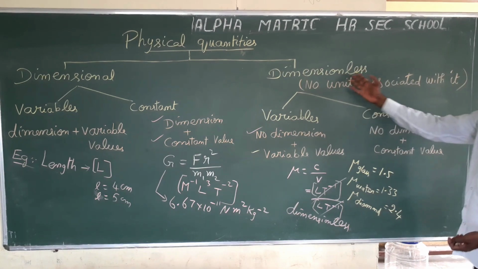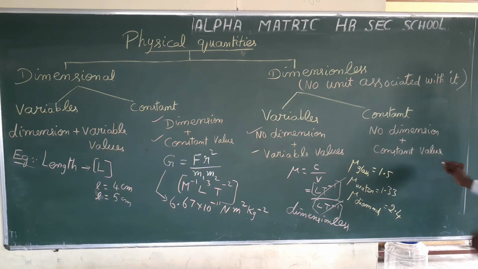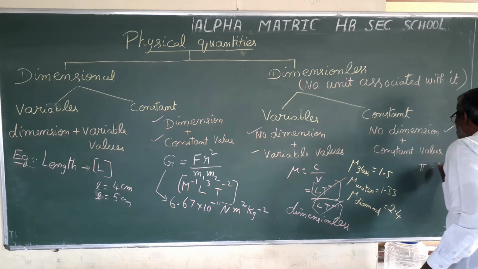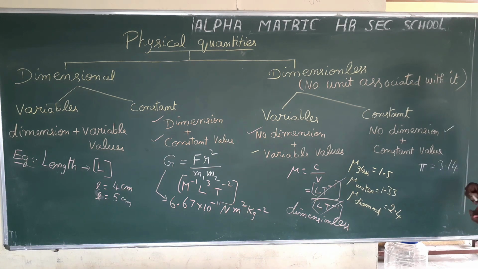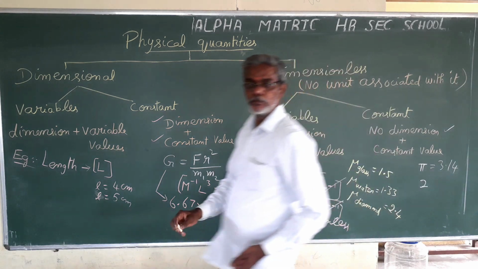Next we will go for dimensionless constant. If I take pi, it's a constant, no dimension. It has a constant value, 3.14. If you take 2, no dimension for 2, but it has a constant value. It is clear.